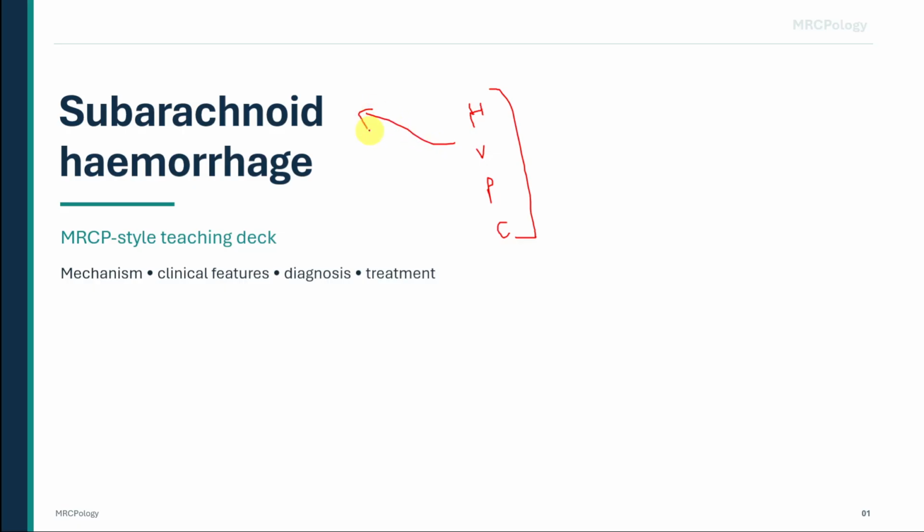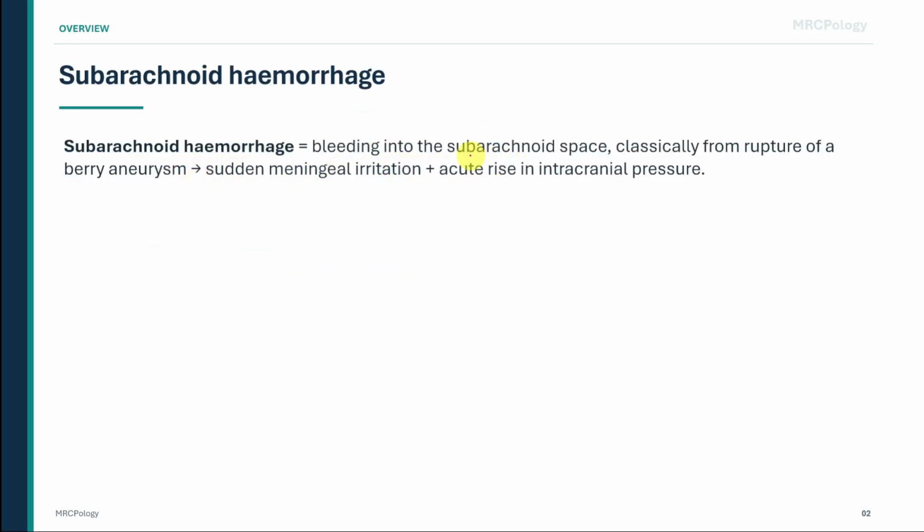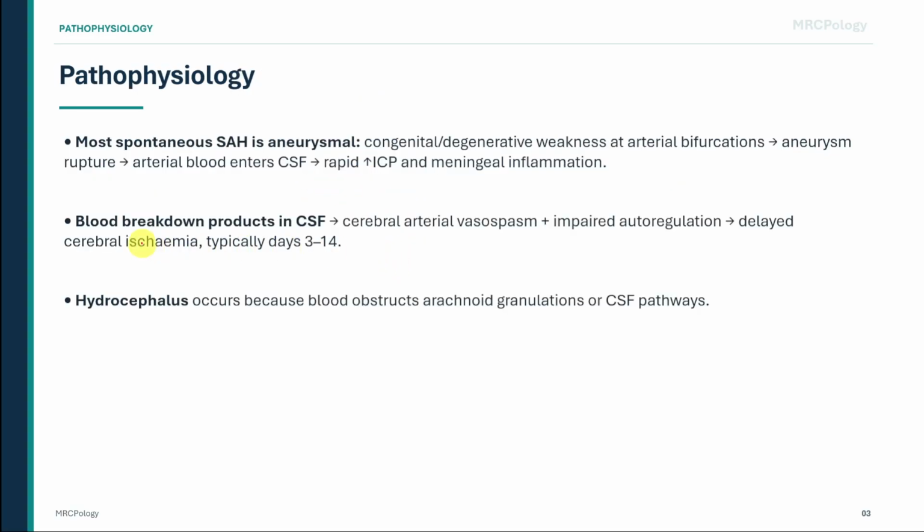Subarachnoid hemorrhage means bleeding into the subarachnoid space, the space where cerebrospinal fluid surrounds the brain. The classic cause is rupture of a berry aneurysm. When that aneurysm ruptures, arterial blood suddenly enters the cerebrospinal fluid, causing two major problems at once: acute meningeal irritation and a rapid rise in intracranial pressure. To understand subarachnoid hemorrhage, think in four boxes: why it happens, what it does to the brain, how it presents, and how we diagnose and treat it.